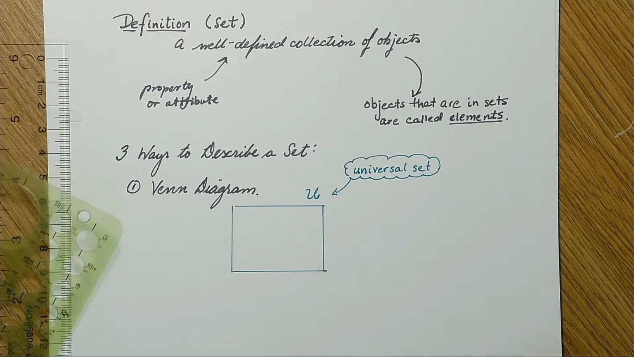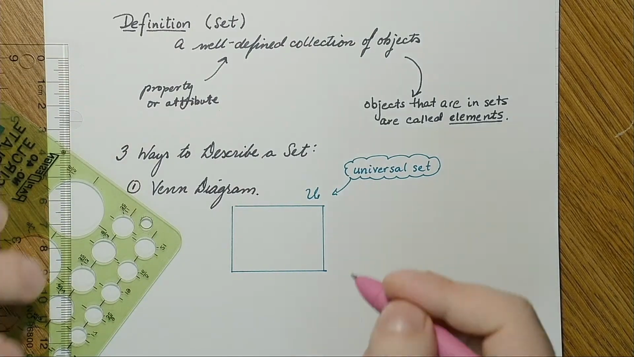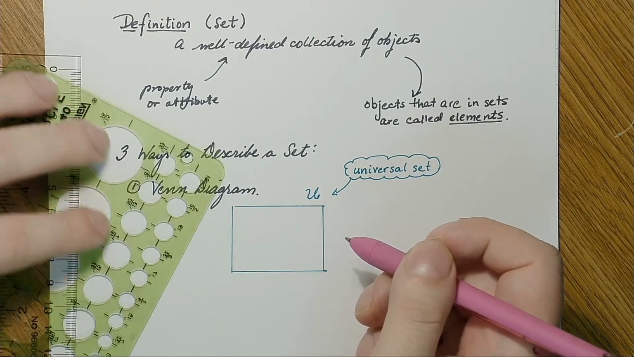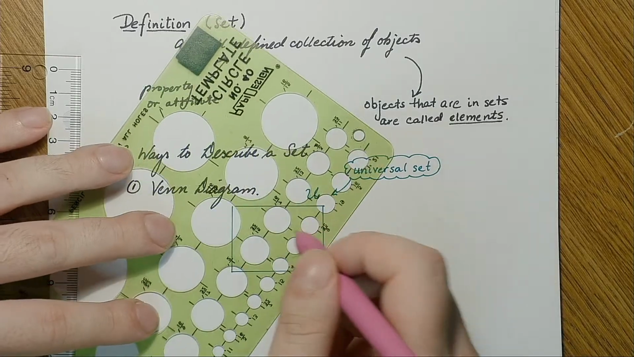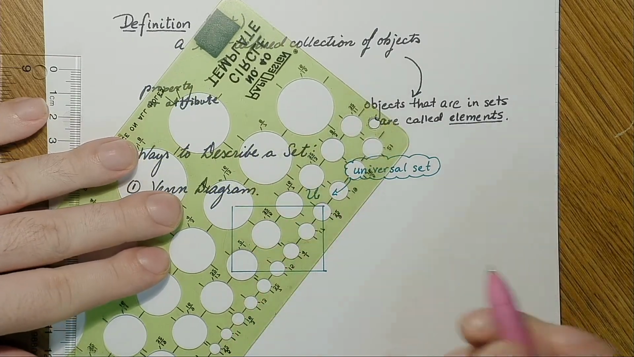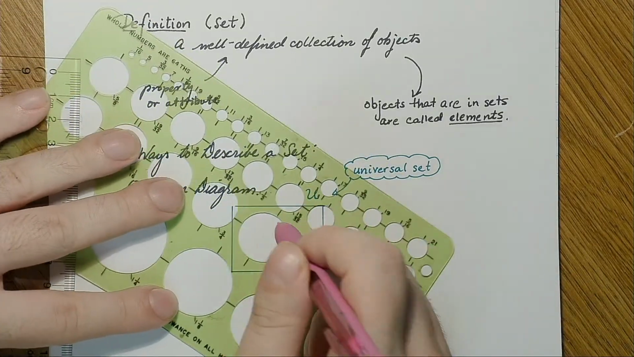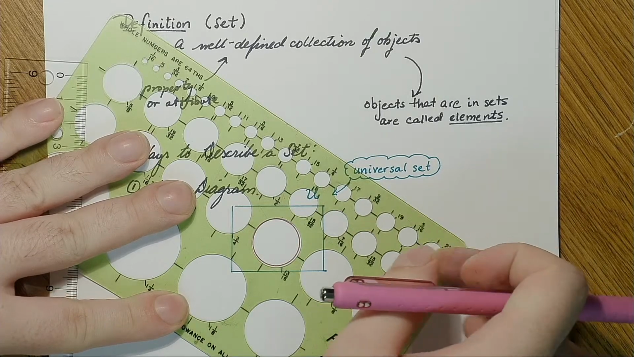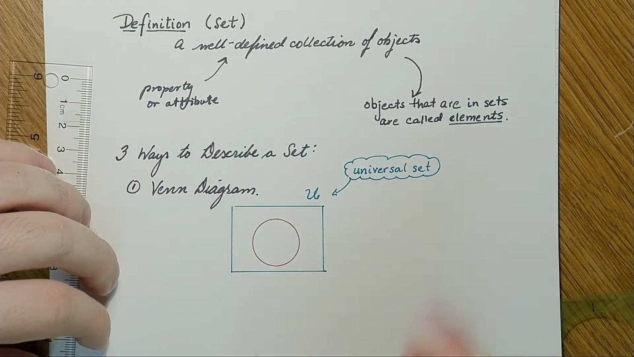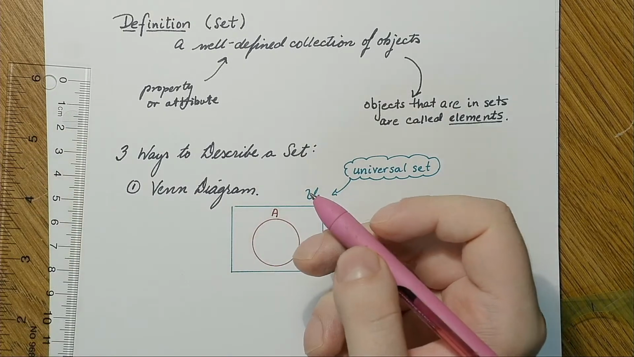Okay. I know you might say, isn't the universal set a set, so shouldn't it be a circle? Yes. But let's just say that it's special, so we'll give it a different shape. And because I can't draw circles very well, I have a template. So we'll call this A.